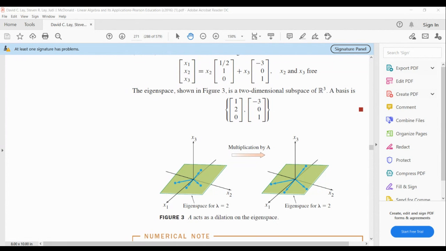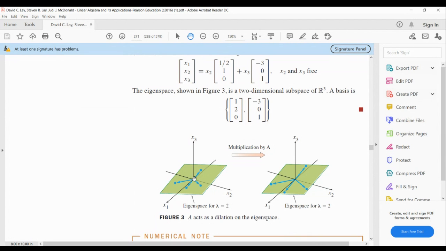Now if you take A times the vector x, where x is in the eigenspace, that equals 2 times x. So in figure 3 on the left side, they're showing a two-dimensional space, the plane, the span of two vectors in R3. Then if you multiply the eigenspace by A, that's like multiplying the vector x in the eigenspace by A. A times x equals 2 times x.